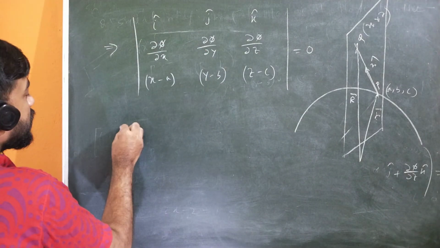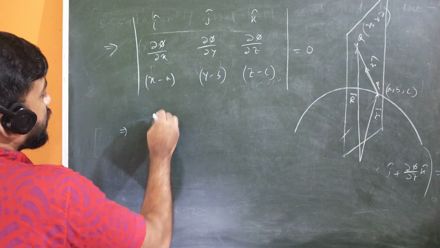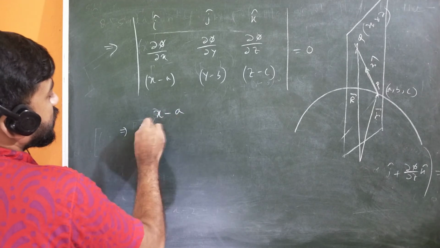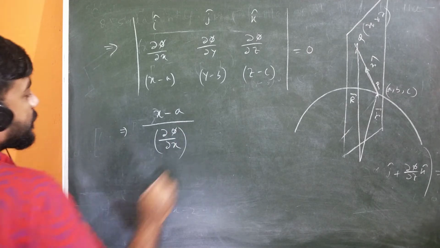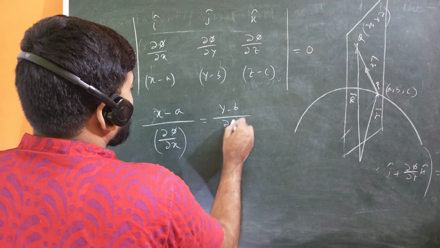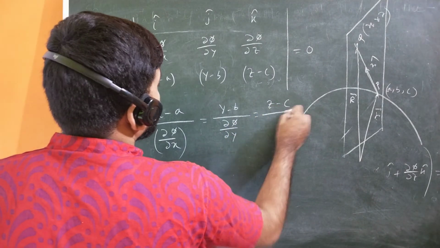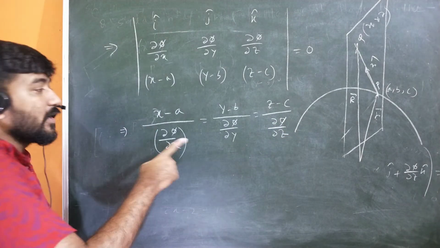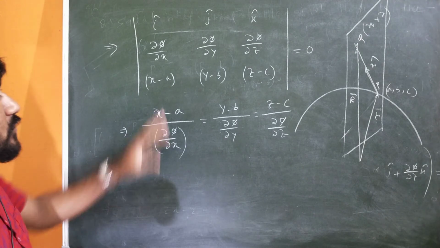Okay, so it will give you that del phi upon del x, or you can write it like this: x minus a divided by del phi upon del x is equal to y minus b divided by del phi upon del y, and equal to z minus c divided by del phi upon del z. And again you have to find out del phi del x, del phi del y and del phi del z at the point ABC. Okay, so this will be the form.